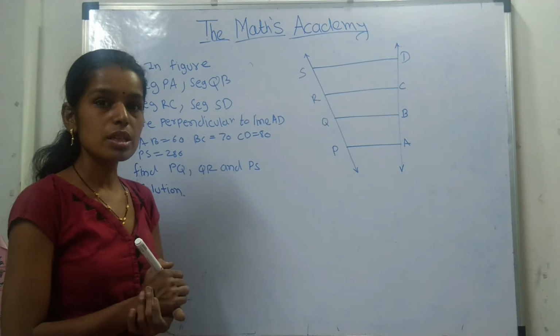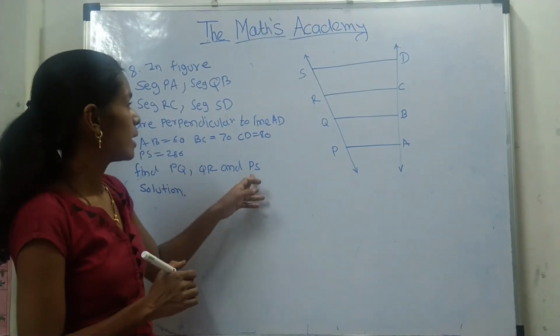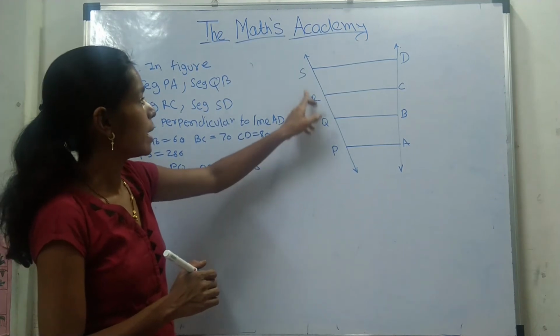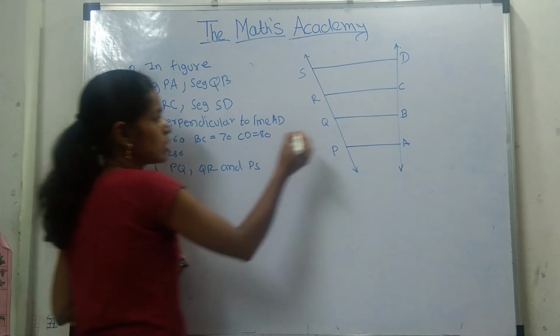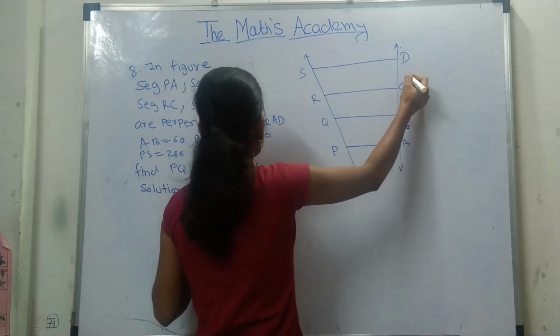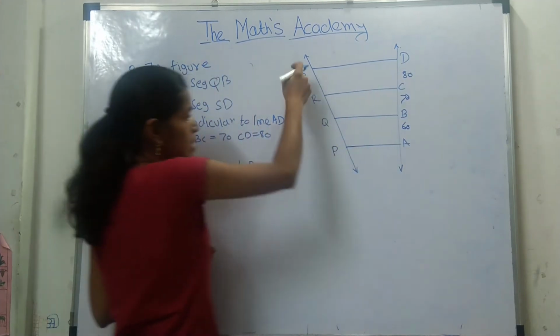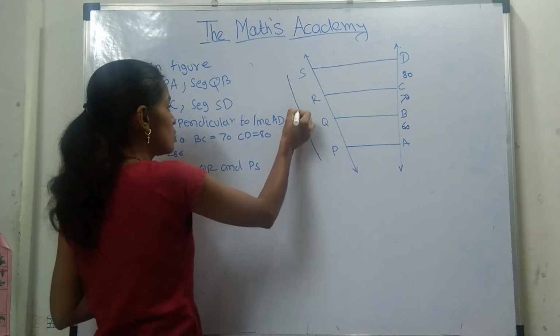So we will use this in the intercept theorem to find the value of PQ, QR and RS. What have we been given here? We have been given AB is equal to 60, BC is equal to 70 and CD is equal to 80, and on this side we have been given PS. This whole PS is 280.